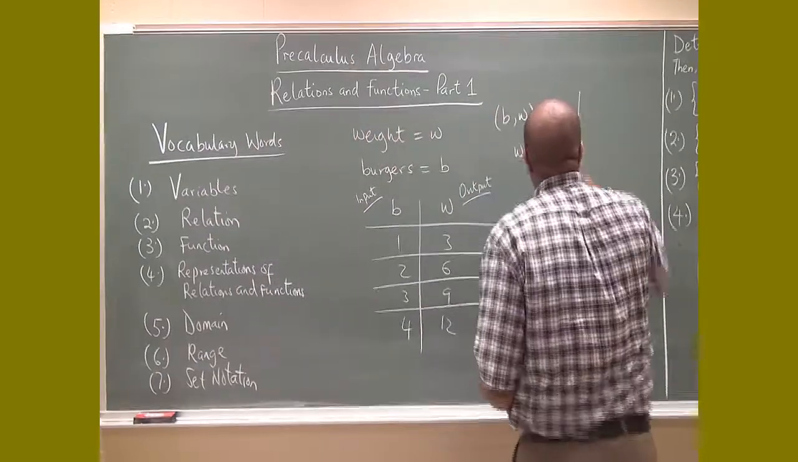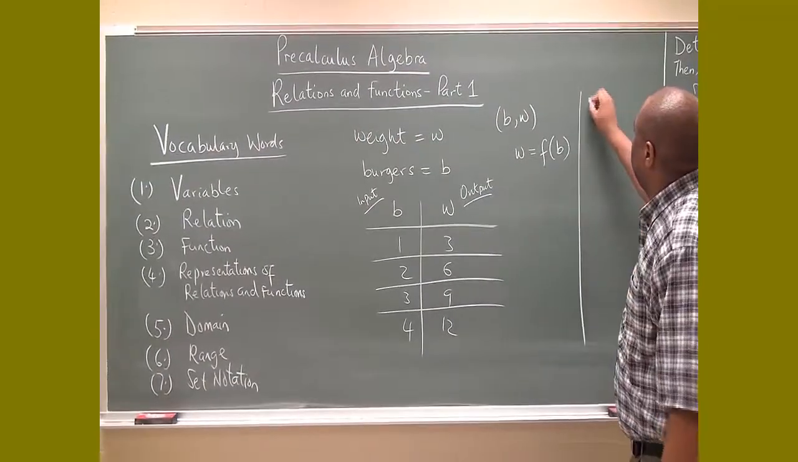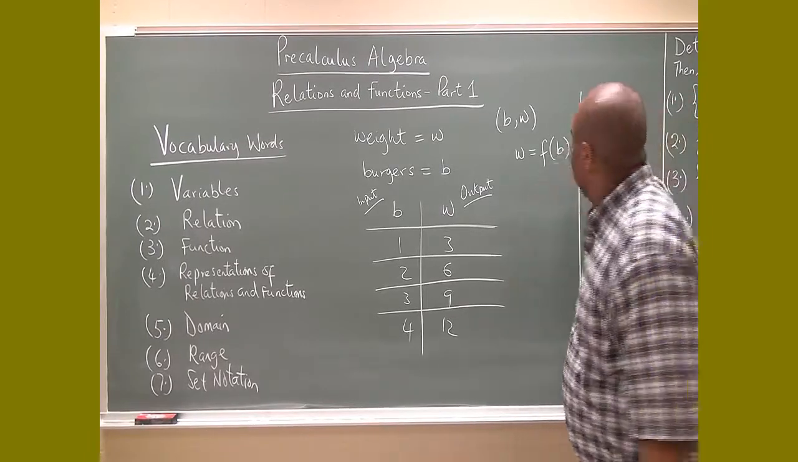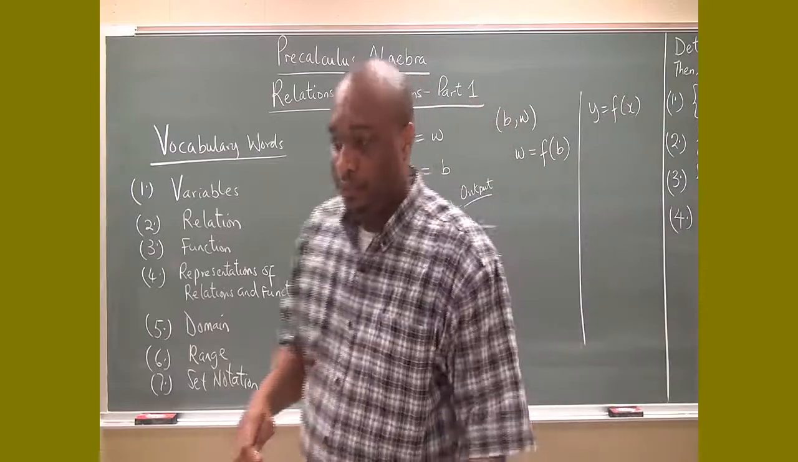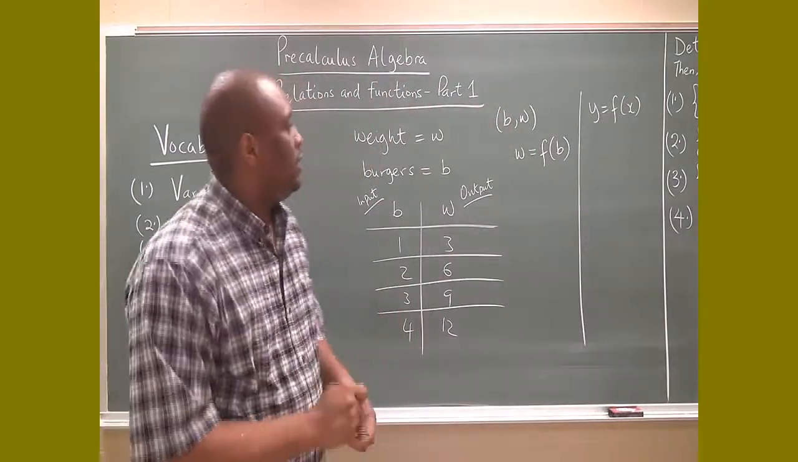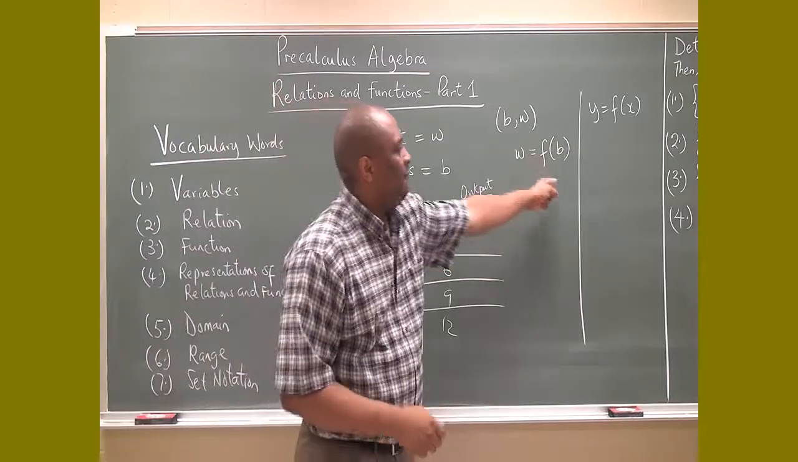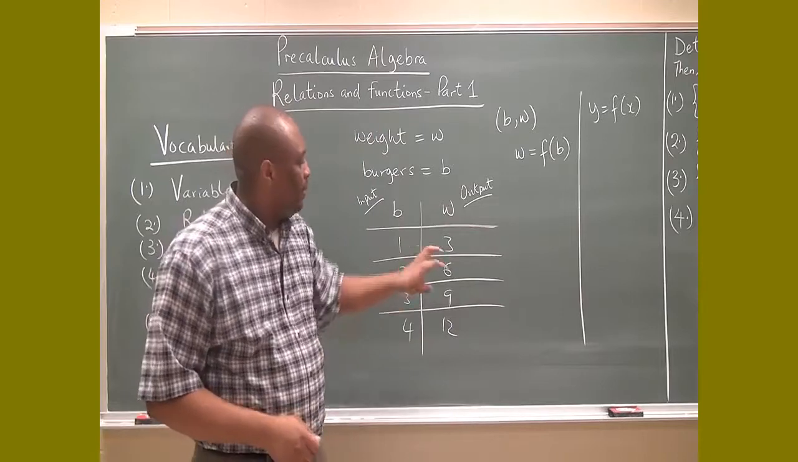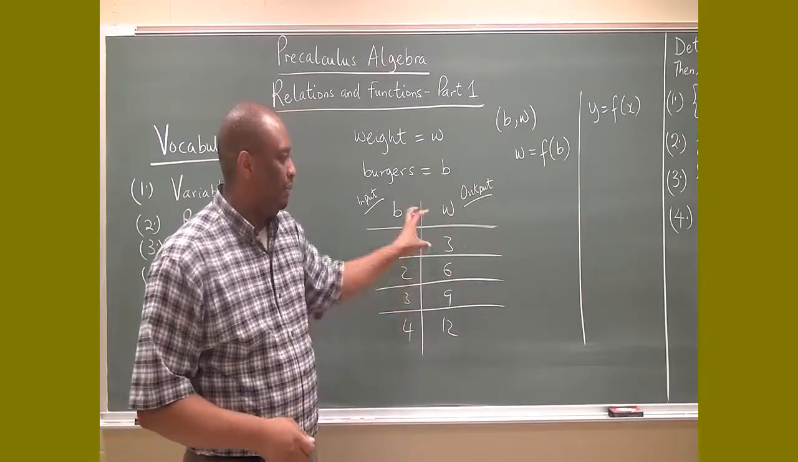Just like in algebra and in calculus, you have it that y is a function of x. This is known as the function notation. Okay, y is f of x, or function of x. So you see that weight is a function of burgers. And you can now form an equation based on the same table that you have done.